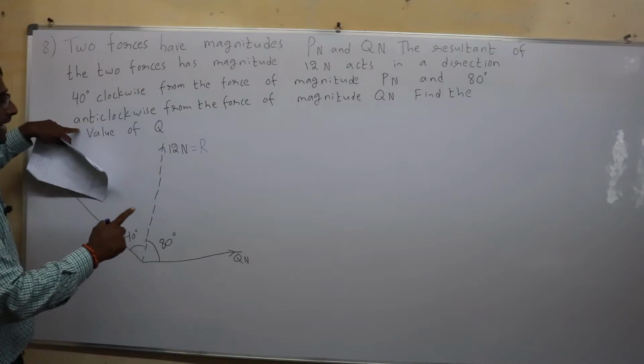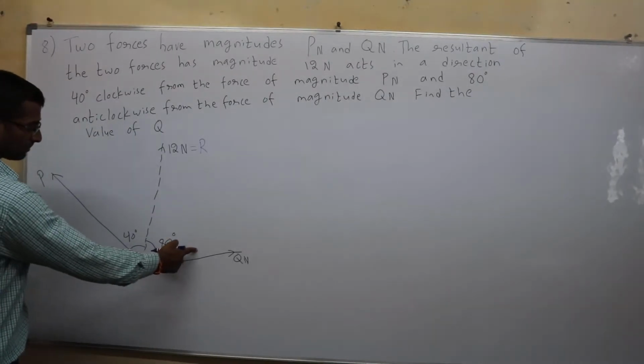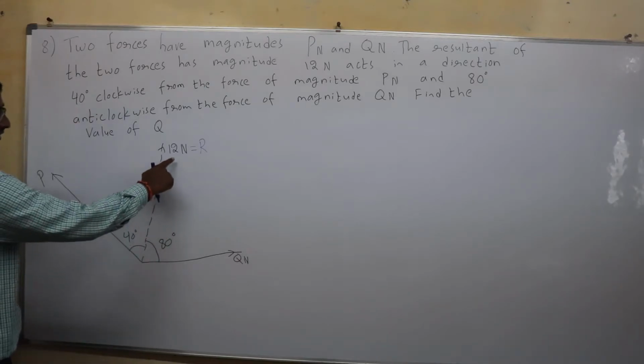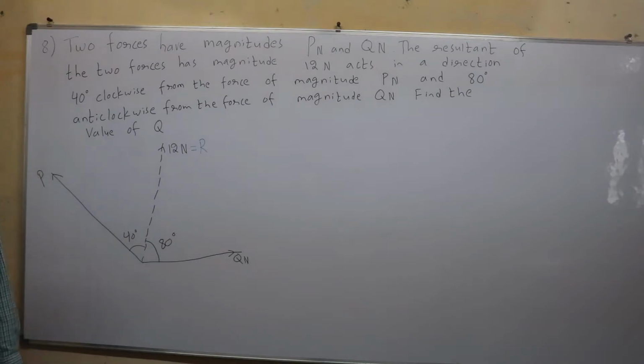And 80 degrees anti-clockwise from the force of magnitude Q. So from Q, 80 degrees anti-clockwise is your 12. Find the value of Q. Clear? What did you understand from the question is, a diagram is given.